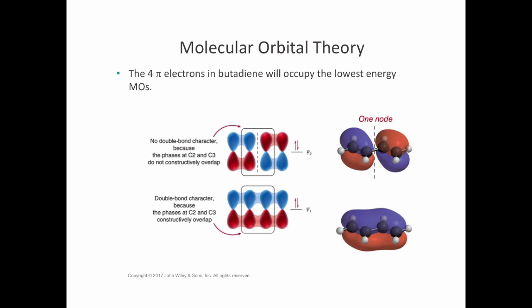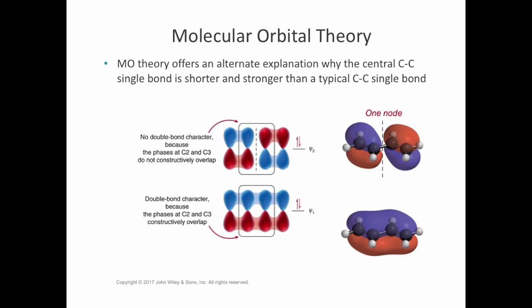Now here there's double bond character between C2 and C3, which is evident by this constructive overlap. However, with the next molecular orbital, there is no overlap between C2 and C3, so there would be no double bond character. Thus, molecular orbital theory explains in an alternate way why that carbon-carbon single bond connecting the two pi bonds is shorter and stronger than a typical carbon-carbon single bond. So we can look at the hybridization argument, but we can also look at molecular orbital theory.